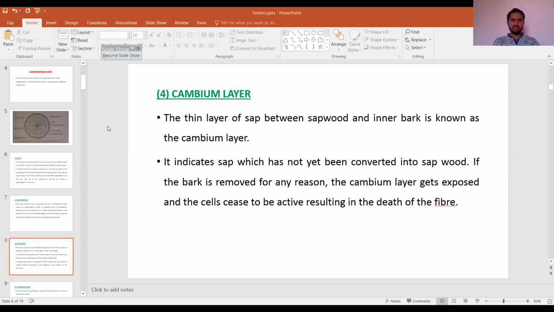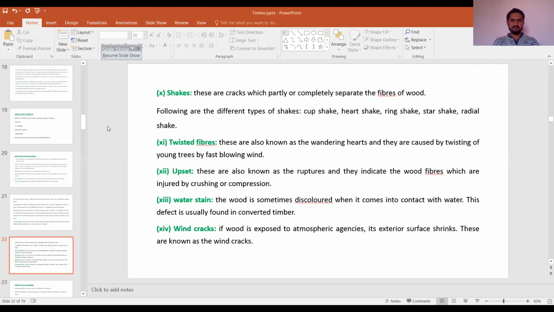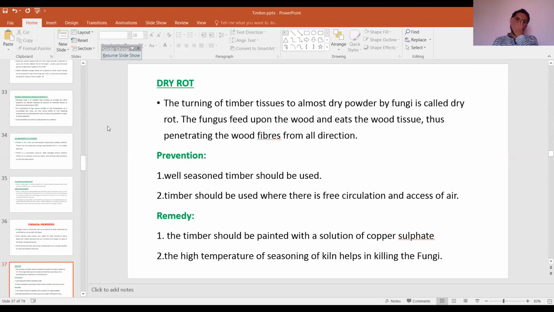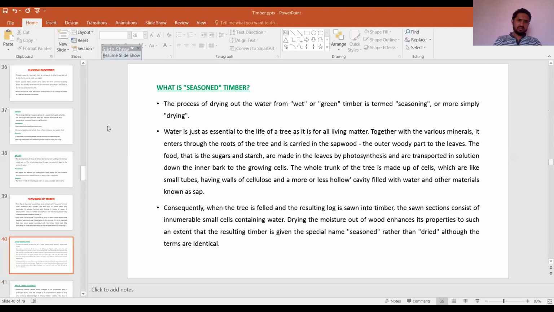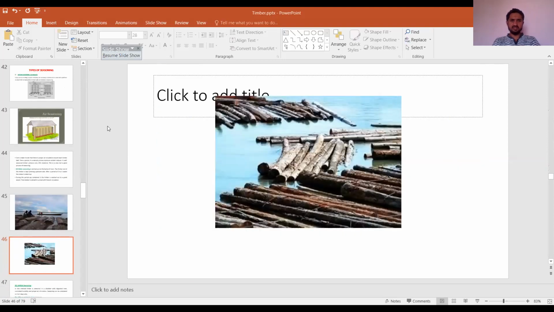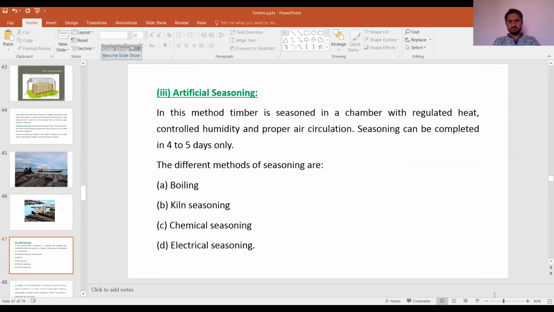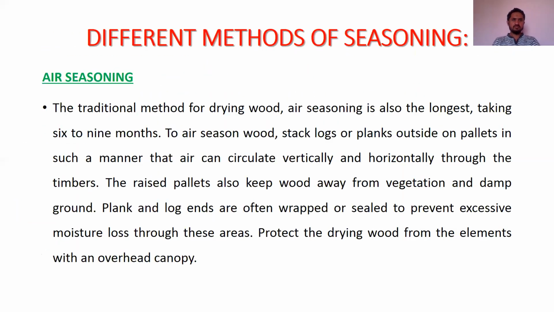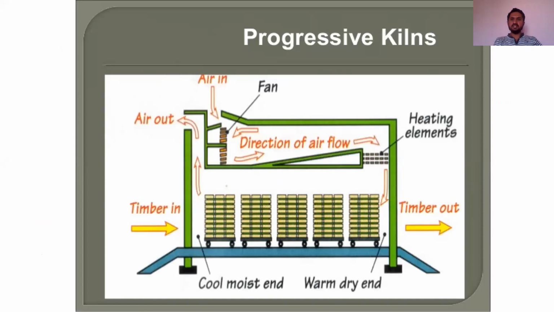Okay, till where we were discussing. Okay, totally we have around 76 or 77 slides. Okay, we had completed progressive kiln.